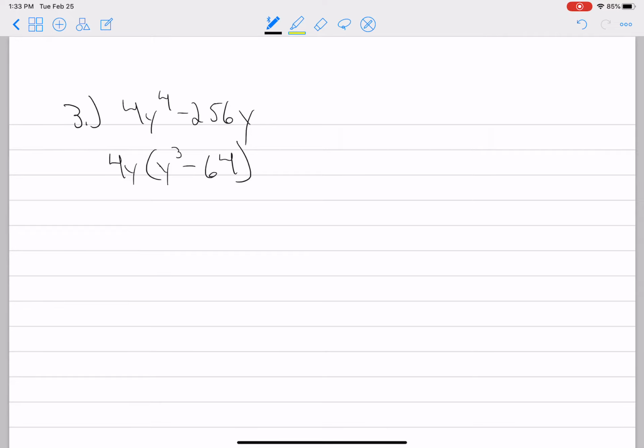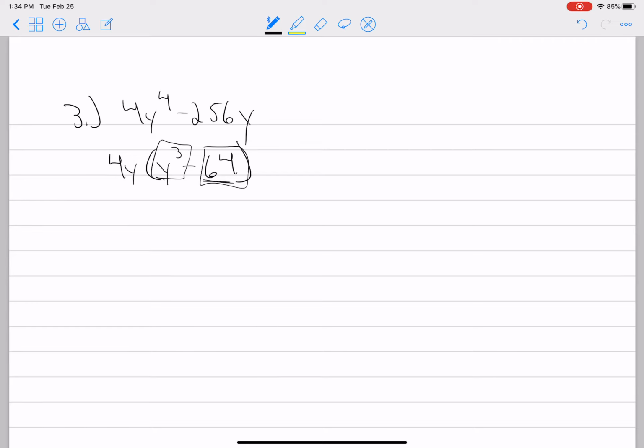Now I'm looking at that step 2. I see I have 2 terms, and I see that y cubed is a perfect cube, and 64 is 4 times 4 times 4. This is a perfect cube. So this is a difference of cubes. Oh, snap. I don't even remember what the formula is for a difference of cubes. But let me see if I can find that formula. Here it is, and this is a formula that you will be given.